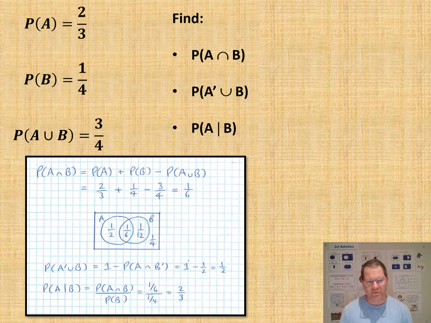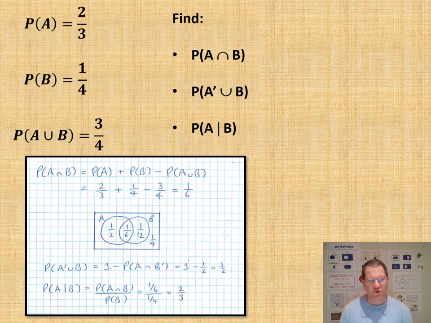So the first thing I've done is to write the addition rule with the intersection as the subject. So the intersection is A plus B minus the union, that's 2/3 plus 1/4 minus 3/4, which is 1/6. So that's the answer to the first part of the question. The intersection of A and B, the probability is 1/6.